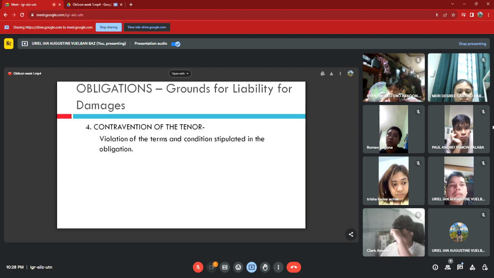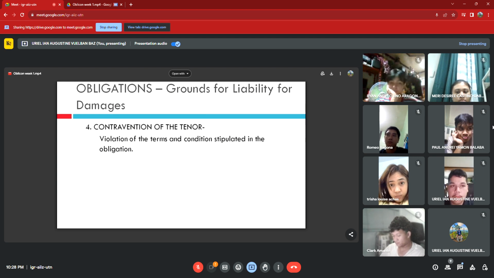Now, the last ground for liability for damages is contravention of the tenor, or the violation of the terms and conditions stipulated in the obligation. It can also give rise to liability for damages. So that's part of Module 2.